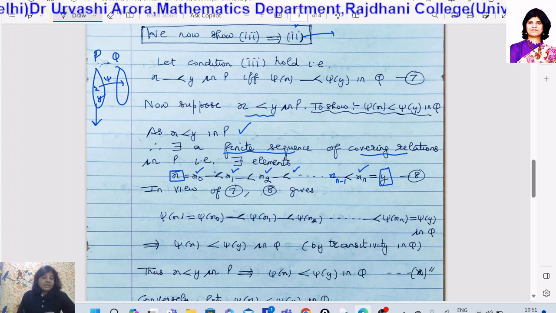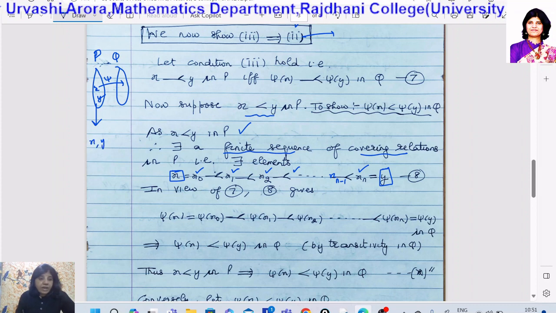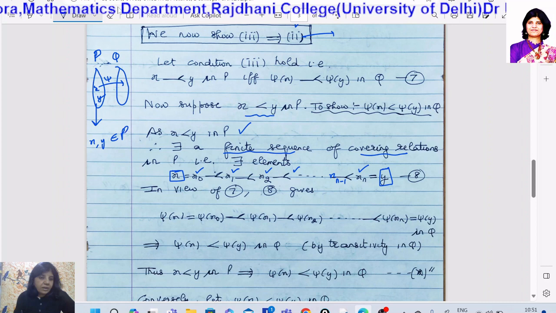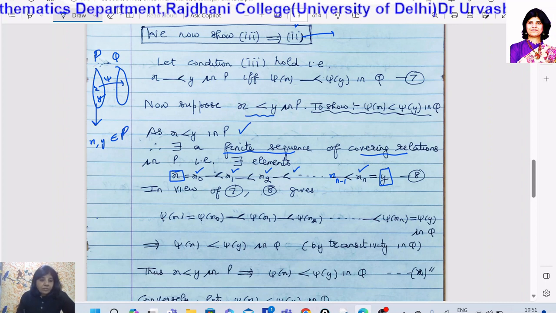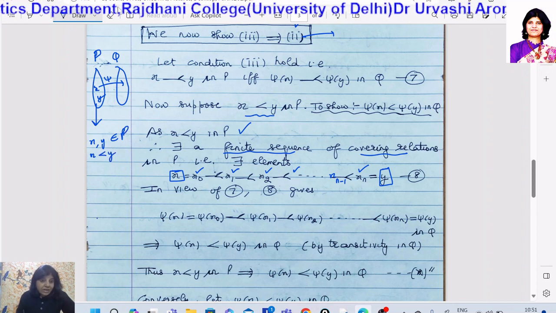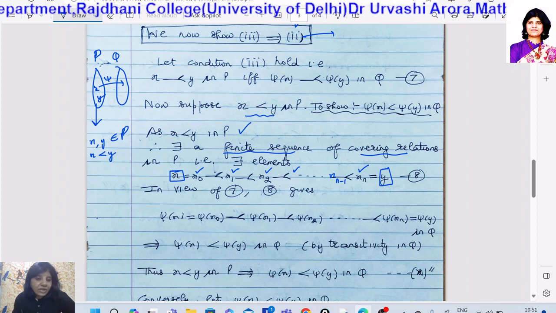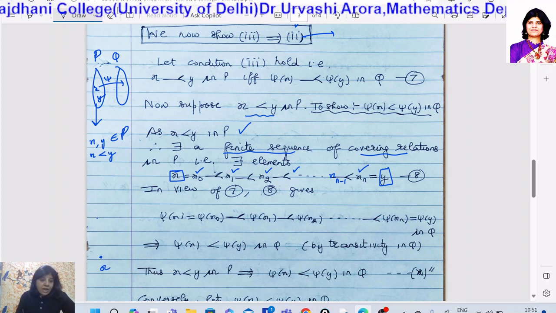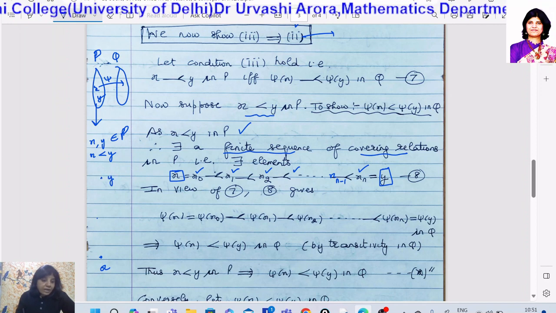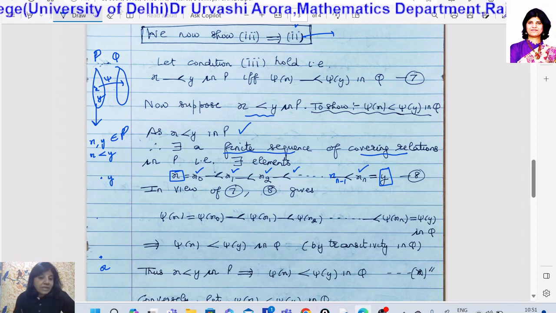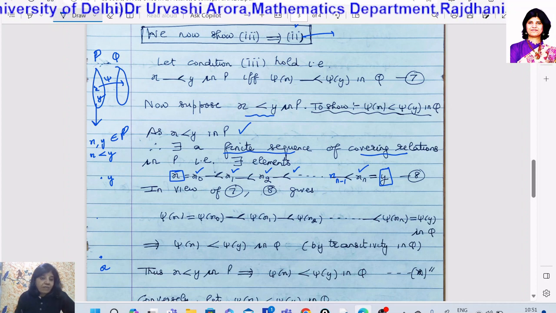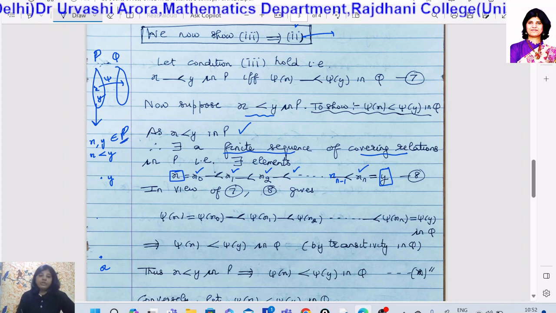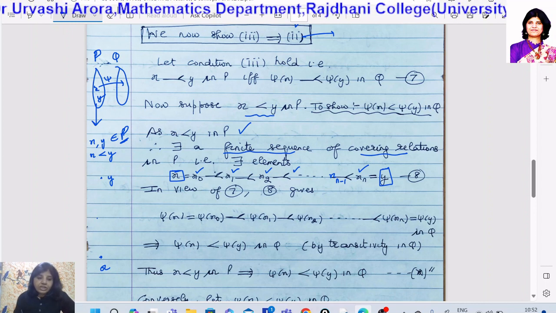So there is a result which says that if x and y are elements of a finite poset P, and if x is strictly related to y, which means that if you draw the Hasse diagram, x will be here and y will be at the top of x, then the result says that if these elements x and y are in a finite poset, then you can always find a finite sequence of covering relations between x and y.